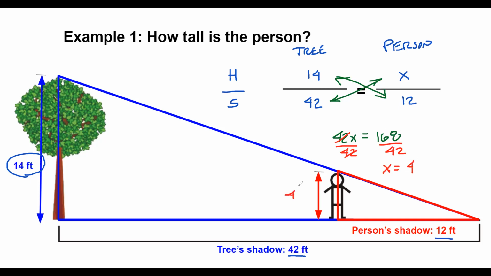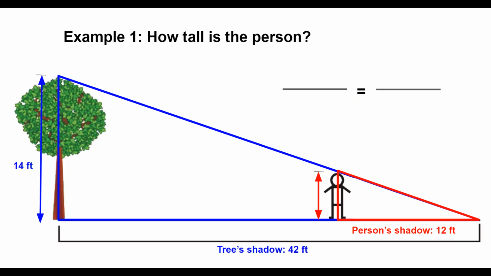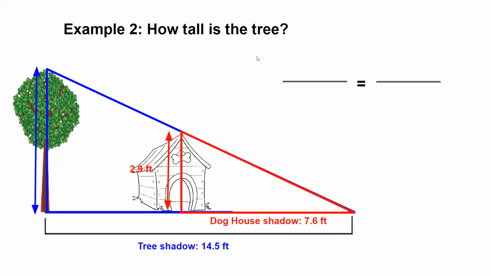So that's a pretty short person, but maybe it's a child, and it appears that they are 4 feet tall. And if we had guessed based on 14 feet, we would have said, okay, this is quite a bit smaller than 14 feet. We might have guessed 3 or 4 feet for that answer. So the picture can be extremely helpful in terms of trying to estimate your answer.